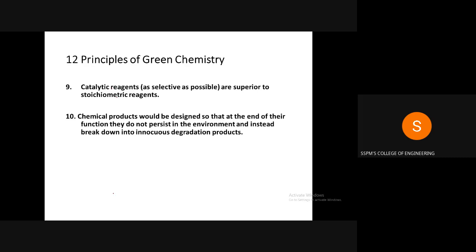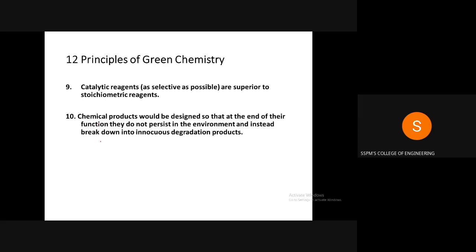So catalytic reagents are very useful. They are as selective as possible. And stoichiometric reagent means the reaction is 1:1. That is the stoichiometry of that reaction. So you select the catalyst according to that basis.